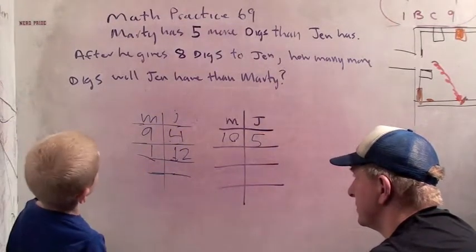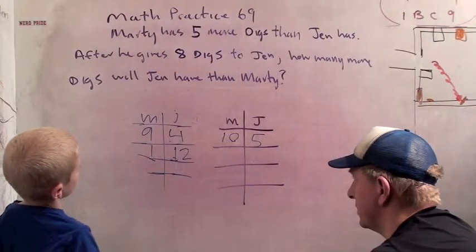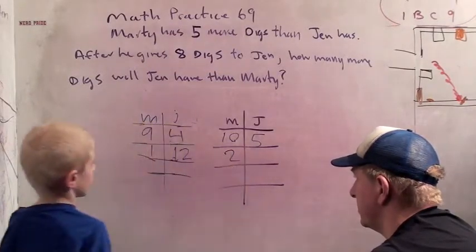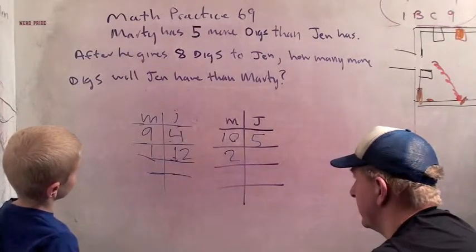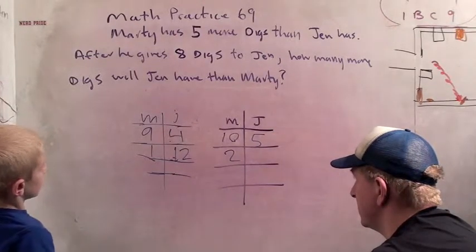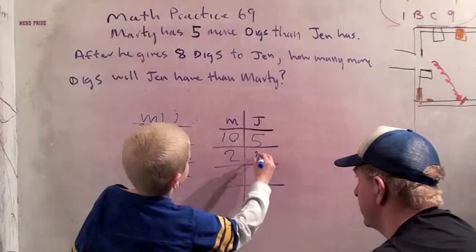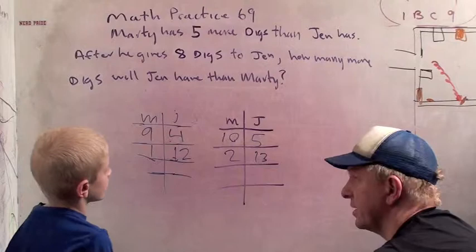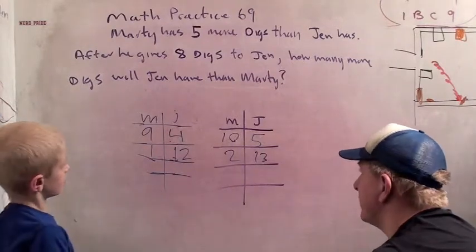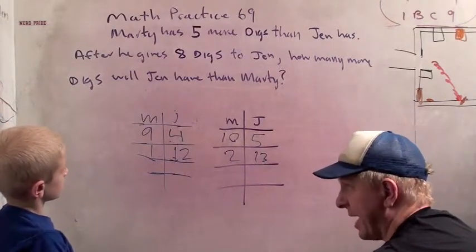And after he gives 8 away, he'll have 2 left. And Jen will have 5 plus 8, which is 13. Okay. So how many more does she have than Marty? Still, it's 11. Okay, awesome. And now do you want to see the math way of doing this?